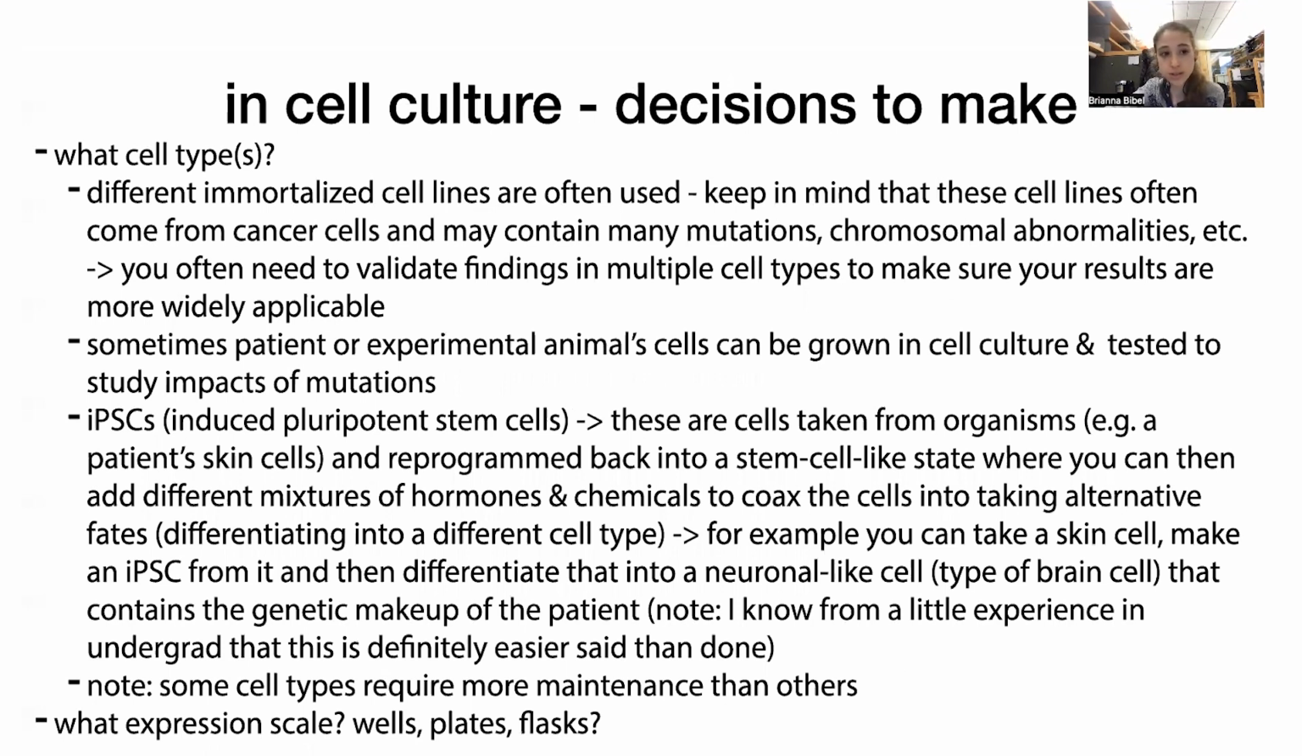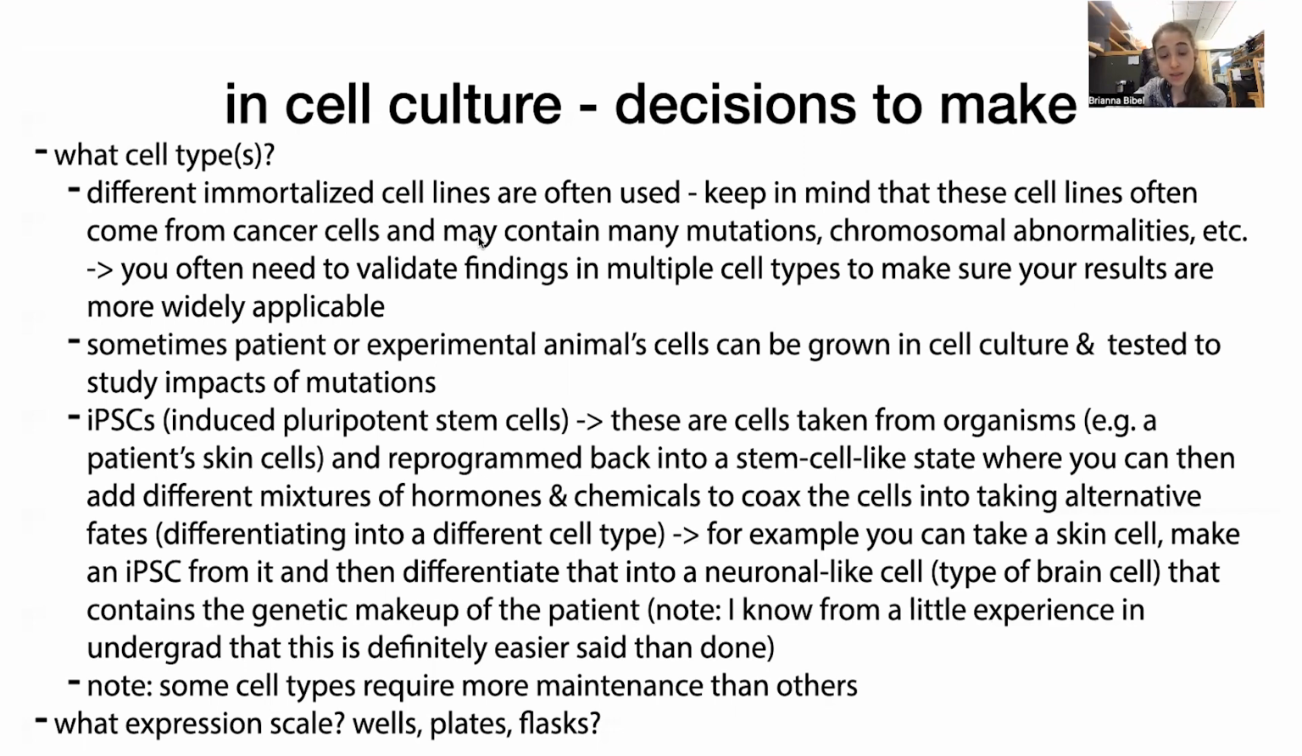So chiefly is what cell types. Often there are different immortalized cell lines that are used, and these cell lines often come from cancer cells, which allows them to grow for a really, really long time. But this is because these cells have a bunch of mutations that make it so that they can grow for a very long time. And these mutations can have chromosomal abnormalities. So they might have a different number of chromosomes than other normal cells. And so these might actually impact your experiment.